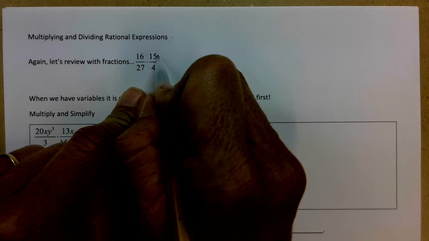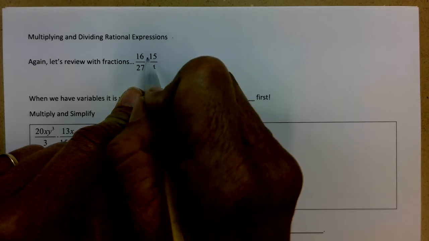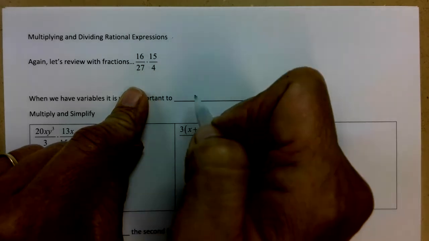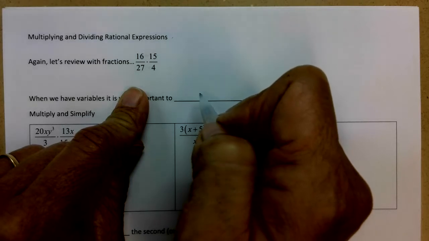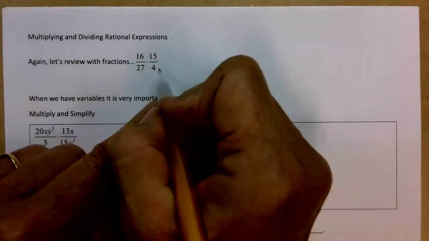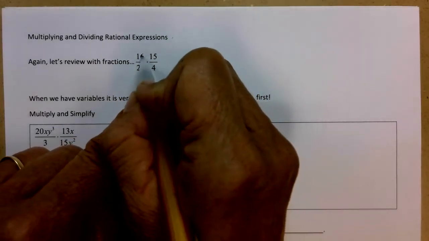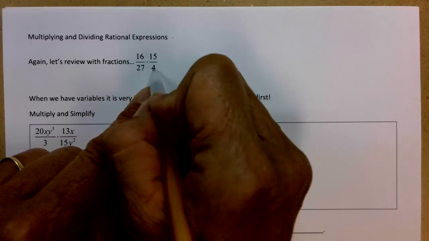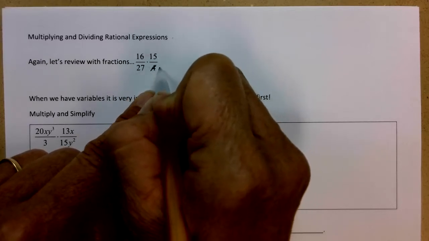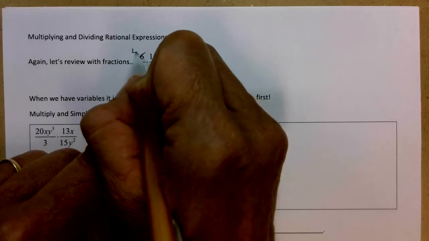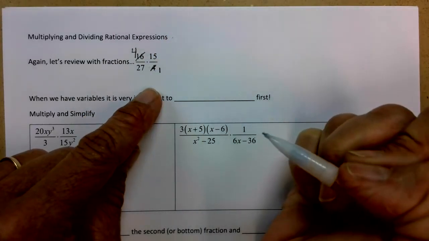between the two fractions? Is there a common factor on the top and the bottom that we can reduce first before we multiply? So maybe we see 4 does go into 16. They have a common factor of 4. So we cancel that common factor and write down the leftover factors.